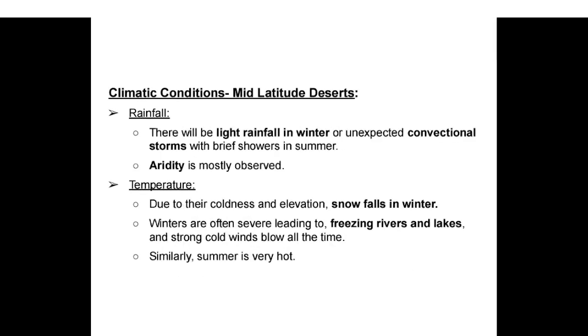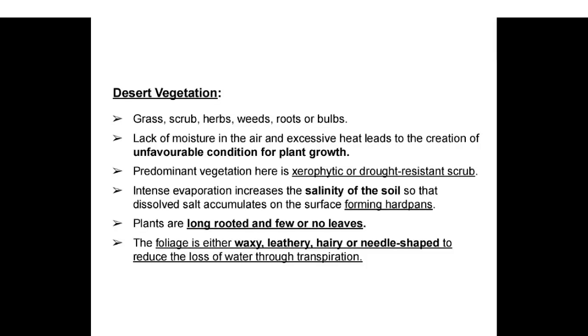Climatic conditions of mid-latitude deserts. Rainfall: there will be light rainfall in winter or unexpected convectional storms with brief showers in summer. Aridity is mostly observed. Temperature: due to their coldness and elevation, snow falls in winter. Winters are often severe, leading to freezing rivers and lakes, and strong cold winds blow all the time. Similarly, summer is very hot.